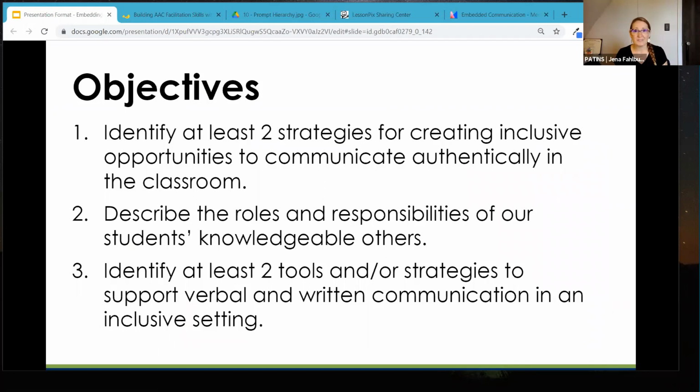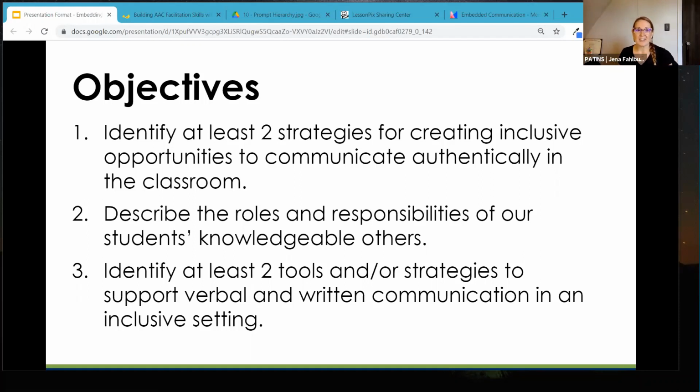We do have 3 objectives for you. The first is to identify at least 2 strategies for creating inclusive opportunities to communicate authentically in the classroom. Secondly, we want you to be able to describe the roles and responsibilities of our students' knowledgeable others, because those individuals in our classrooms, paras, other parents sometimes, student volunteers, when the student leaves the classroom and goes to the cafeteria or goes to the office, those are all knowledgeable others, and hopefully they're all on board with what we're doing in the classroom for consistency.